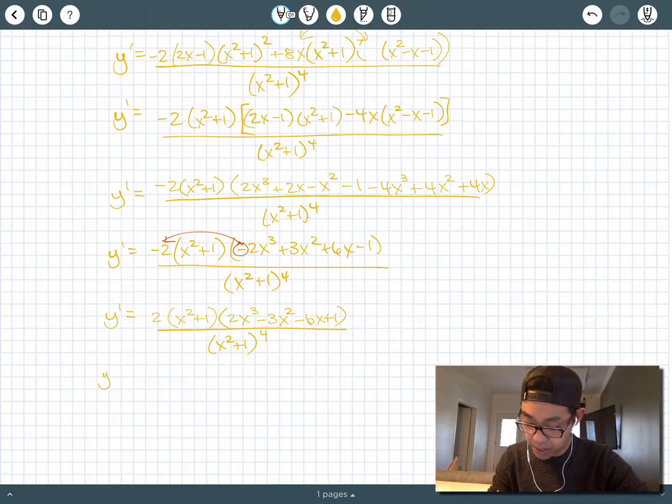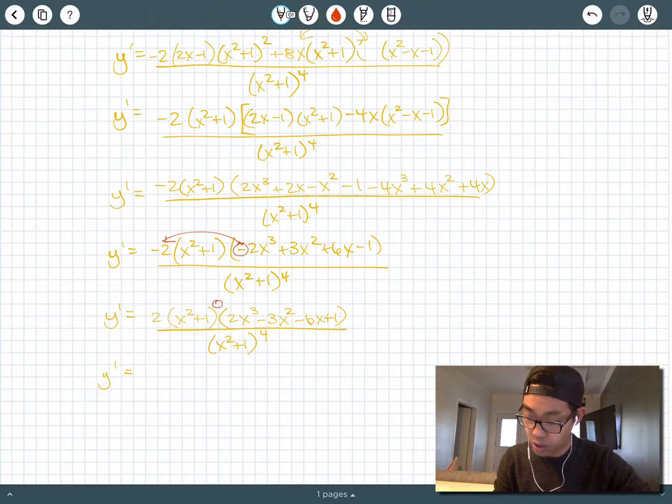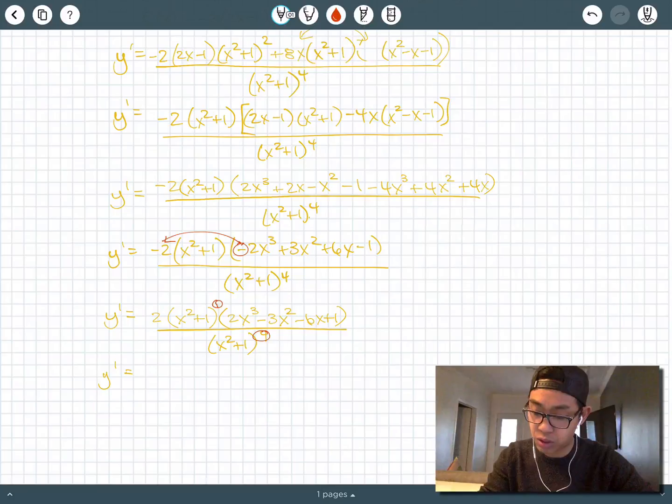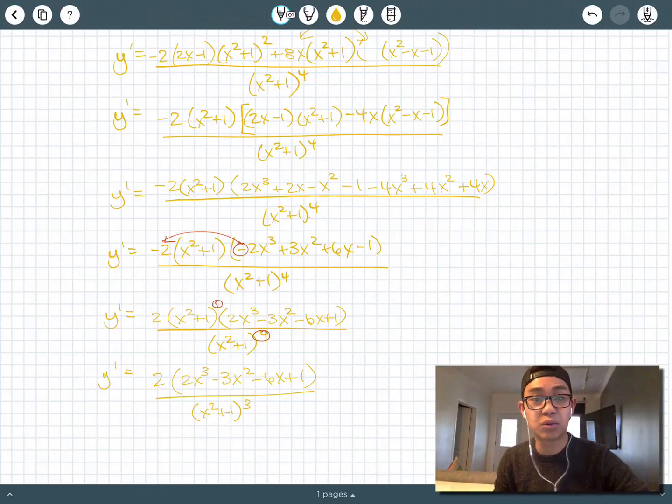And the last thing we'll do is we have an x squared plus 1 on the top and an (x squared plus 1) to the 4 on the bottom. We'll subtract exponents. So there's a 1 here, and then there's a 4 here. So let's subtract exponents in the direction of the bigger exponent, which is on the bottom. So it's going to become 2 times (2x cubed minus 3x squared minus 6x plus 1) all over (x squared plus 1) to the 3. And that's the most factored form.